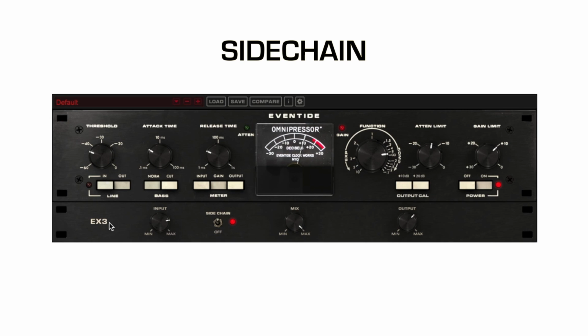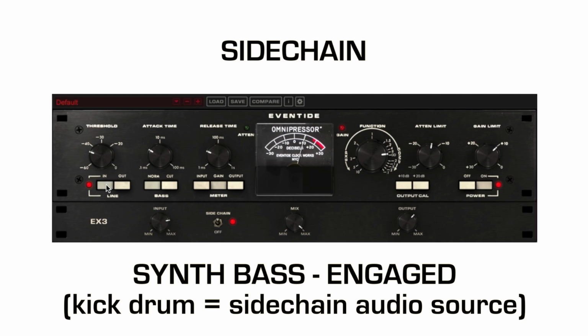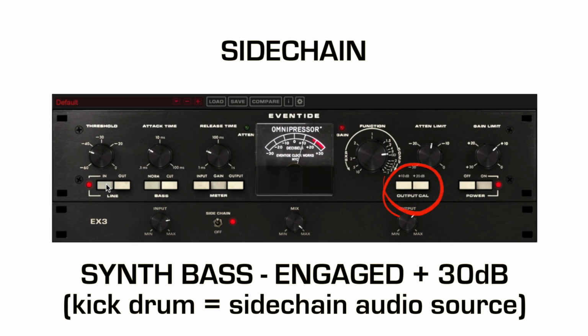Now we're going to run the kick drum from the loop to the sidechain input on the Omnipressor. Notice how this sterile synth loop picks up the groove from the drums. Now we'll add an extra 30 dB of output and use the mix control to make it more aggressive and fit into the mix.